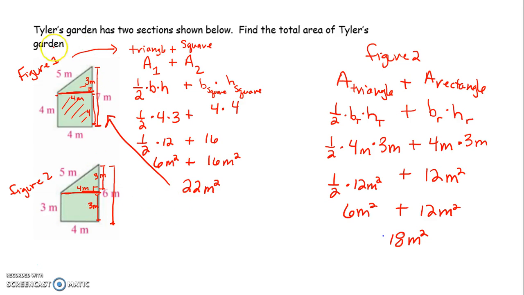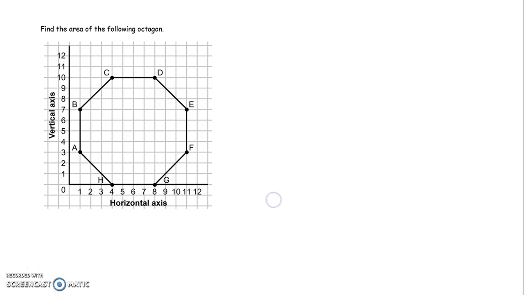So what's the area of his overall garden? If he has 2 sections, you have to take the area of figure 1. Add on to that the area of figure 2. 22 and 18. 22, 32, is that 40, I hope? Sounds good to me. 40 square meters for his entire garden. All right, let's jump into that octagon now. And again, you did this back in 6th grade. Hopefully this is just a reminder.